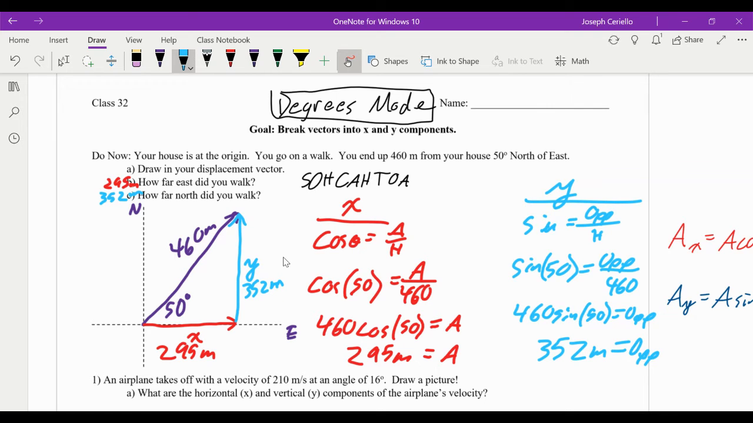Someone asked a good question, should those add up to 460? No. Using the Pythagorean theorem, though, it should work out. 295 squared plus 352 squared should equal 460 squared. So that's a good way to check your work.